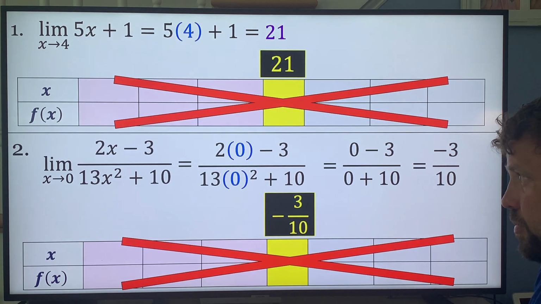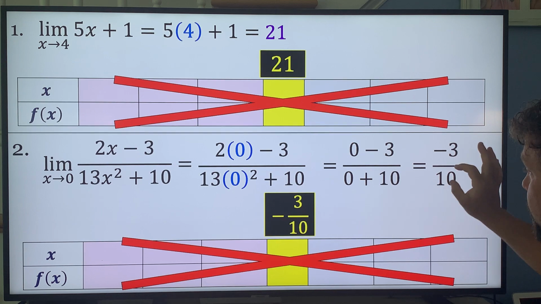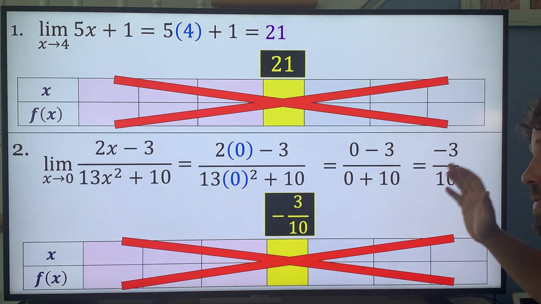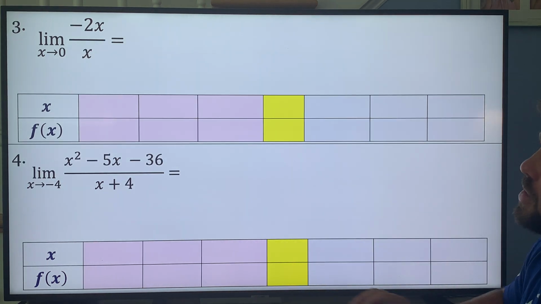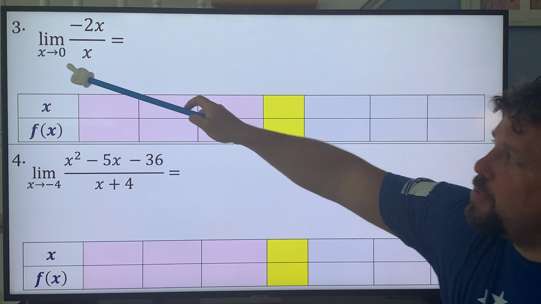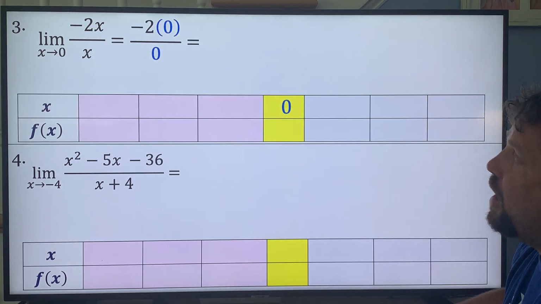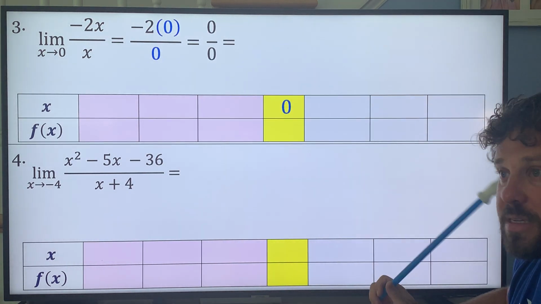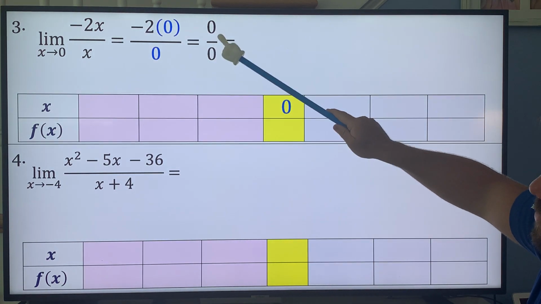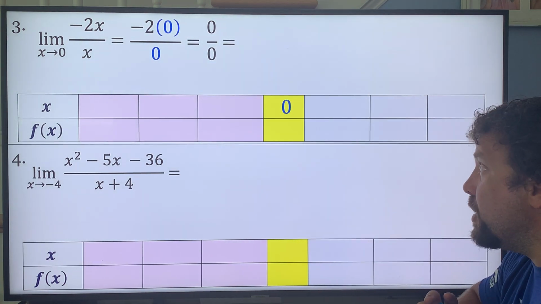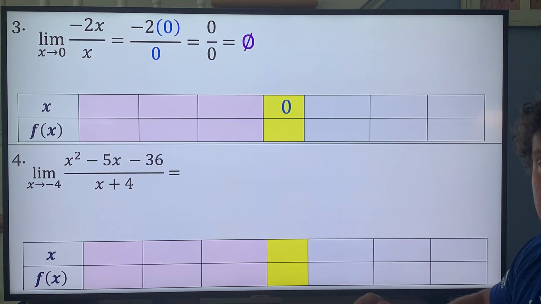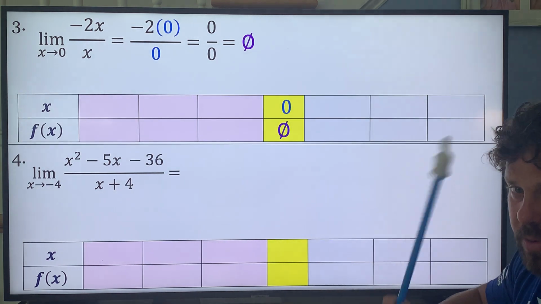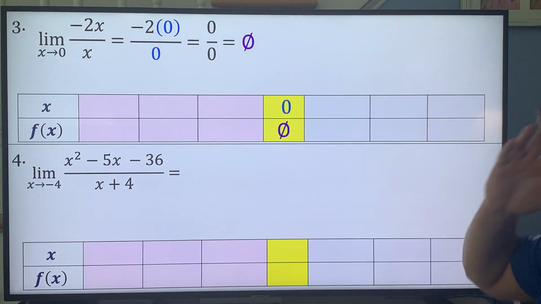Now, if you end up with a 0 on top, your answer is 0. But if you end up with a 0 in the denominator place, your answer is undefined. That's when you would use your tables. There's your negative 3 tenths. So let's look at problem number 3. Once again, our limit's approaching 0, so we're going to plug in 0 for our x's. And you get 0 divided by 0. Now, 0 divided by any number is 0 except for 0. When you have 0 as the denominator, your answer is undefined. Undefined answer means we need to use our chart. There are other ways to do this, but right now we're just using the chart.